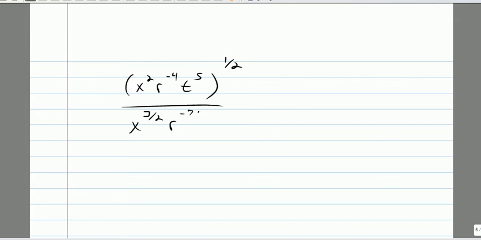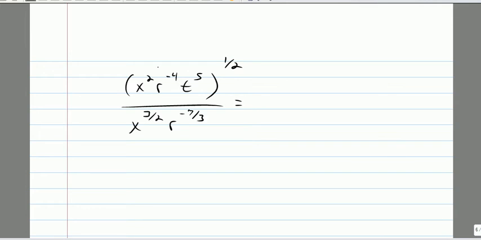Alright, real quick, we've got some exponent practice, and then we use logarithms. So we'll just do both problems real quick. The first one was x squared r to the negative 4 t to the fifth, all to the 1/2, over x to the 3/2 r to the negative 7/3.